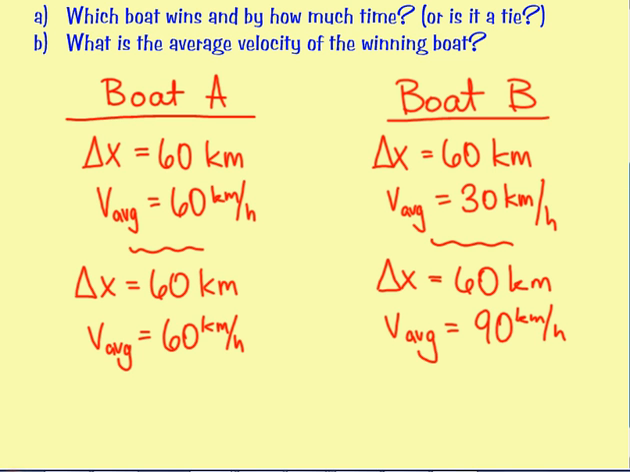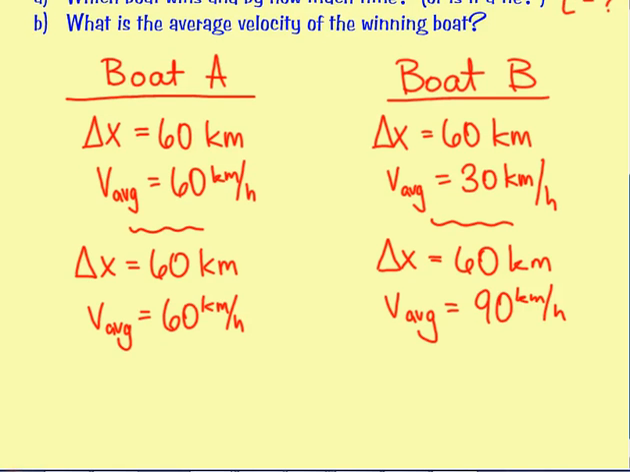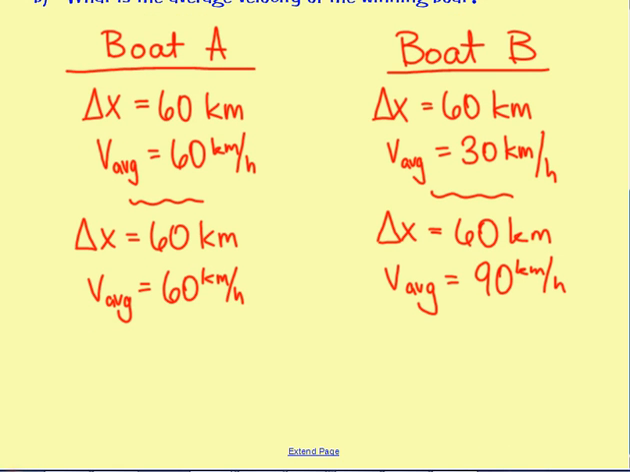Looking at part A, it's asking which boat wins and by how much time. Well, to find out which boat wins, we have to find time. So our unknown is time. We're going to have to find time 4 separate times, for each boat on the way there, and for each boat on the way back. I'm getting into that model and method here.